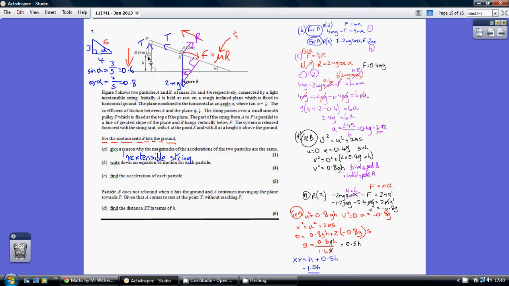So we need to add on that initial h, because as B goes down h, A goes up h. So A's first part of the journey is h, and then its second bit, once it's on its own, is 0.5h. One bit I forgot to emphasize, obviously once B has hit the ground, there is no longer any tension in the string. So that's why we had to rework this here. We now no longer have tension in the string, hence the need to rework this here.